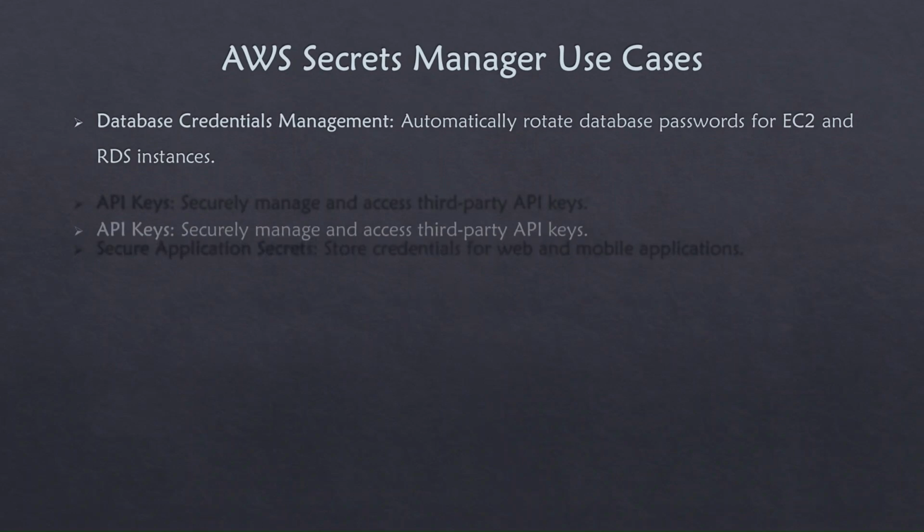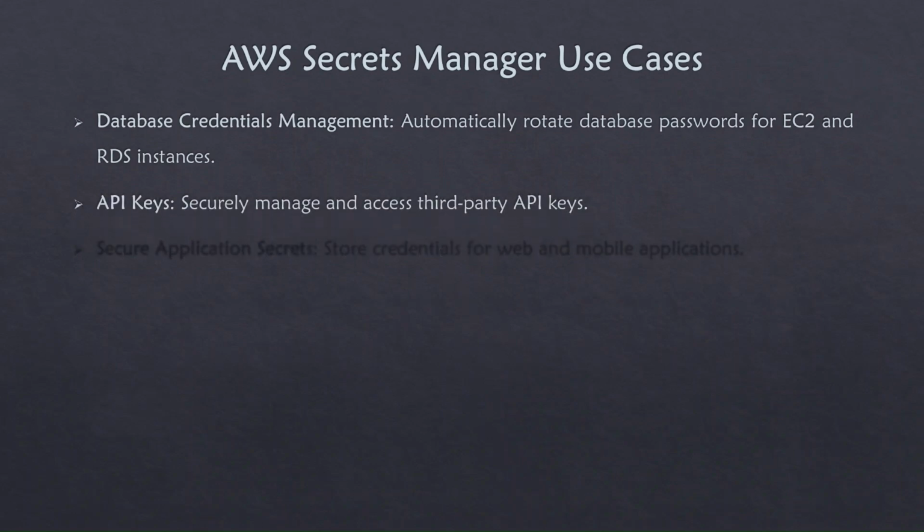So next we have API keys. Managing third-party API keys securely is crucial for protecting access to external services. AWS Secrets Manager helps store and retrieve API keys for services like payment gateways, messaging platforms, or cloud APIs, ensuring that these keys are kept secure and not exposed in your application's source code or configuration files.